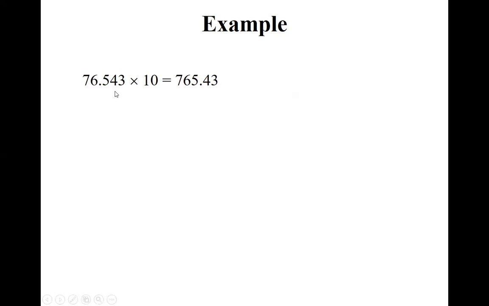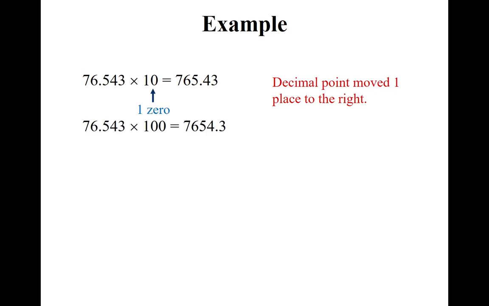76.543 times 10, 1 zero. The decimal point moves 1 to the right. 765.43. Times 100, that's 2 zeros. 7,654.3. Decimal point moved 2 to the right.